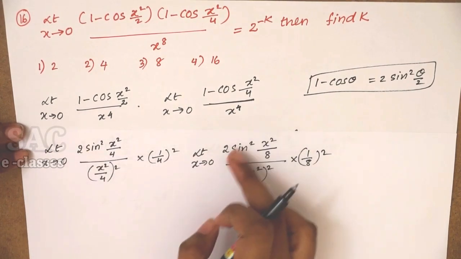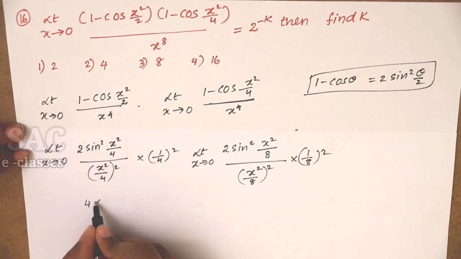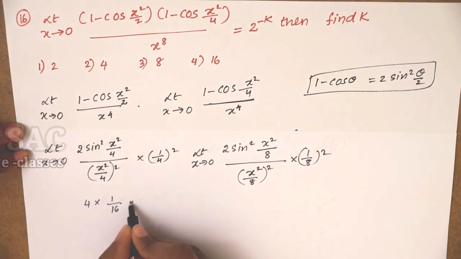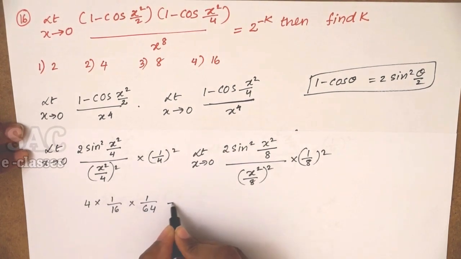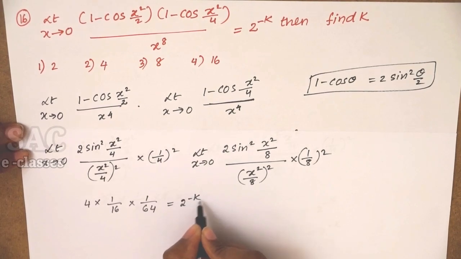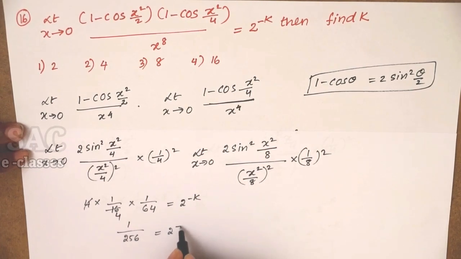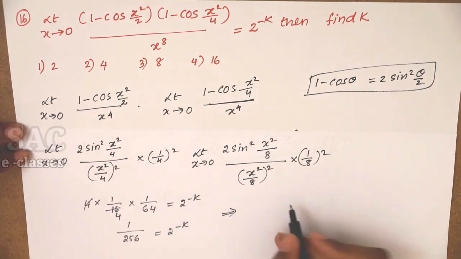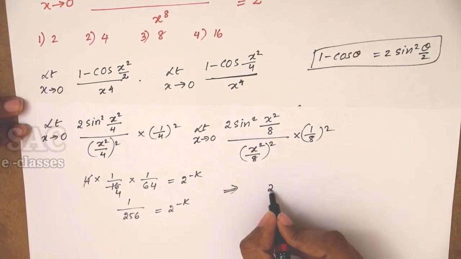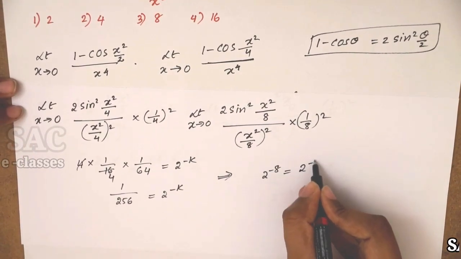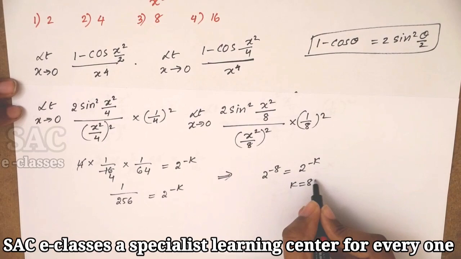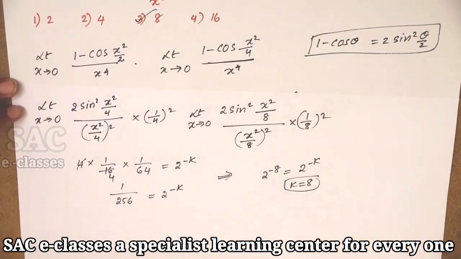Anyhow, this value is 1 and this value is 1. 4 into 1 by 16 into 1 by 64 equal to 2 power minus k. Simply 1 by 4 into 64, it is 1 by 256, then 2 power minus k. How can you express it? 2 power minus 8 equal to 2 power minus k. Then k is equal to 8. Then 8 is the correct answer.